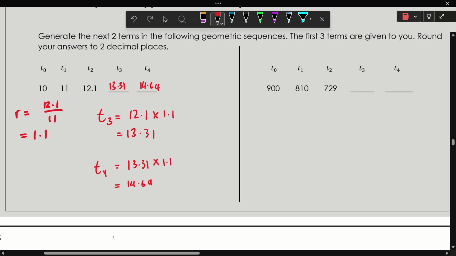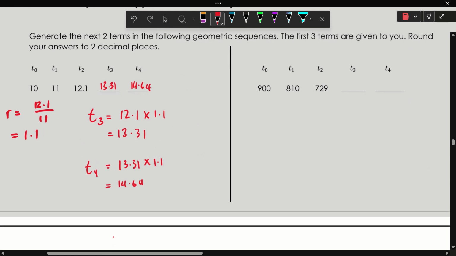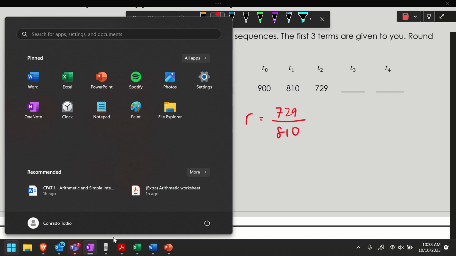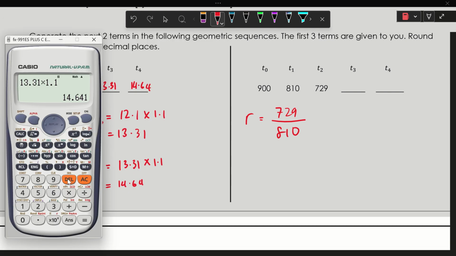Again, you must show your working out when you do these. You can't just do the work in your head. You must show working out. Next one. I can use any, but let's just use 729 divided by 810. Remember, it's any term divided by the previous. So if I do that, 729 divided by 810, 0.9, fantastic.